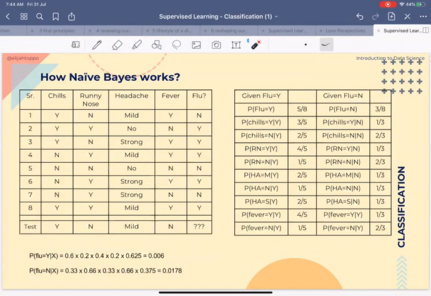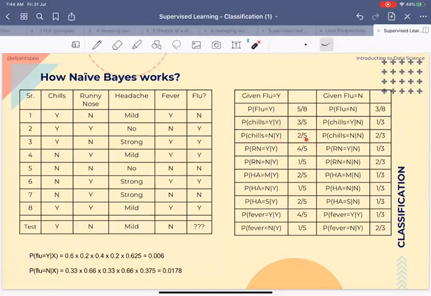Still makes sense, right? And the probability that someone does not have chills, given that they have flu, is, look at this example and this example, they have no here, which is 2 by 5. So here we are evaluating the probability of someone having chills given they have flu, and the probability of someone not having chills given they have flu.